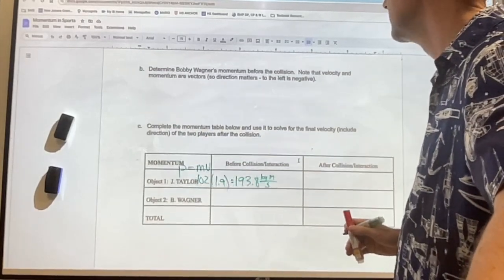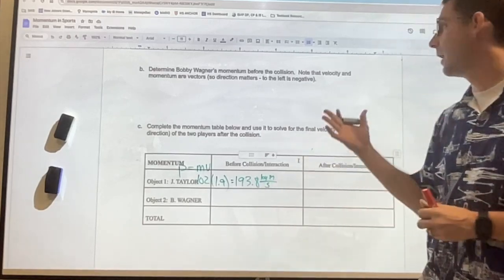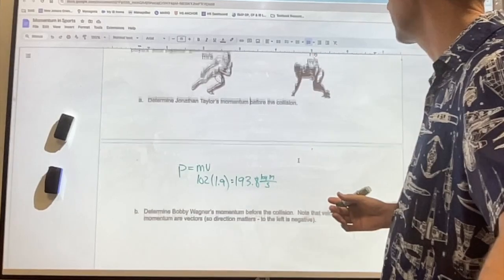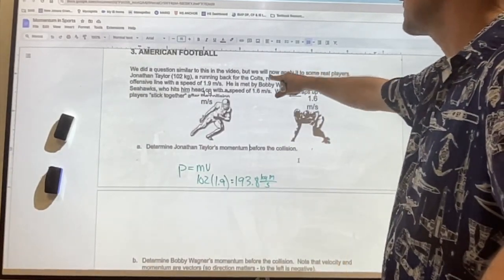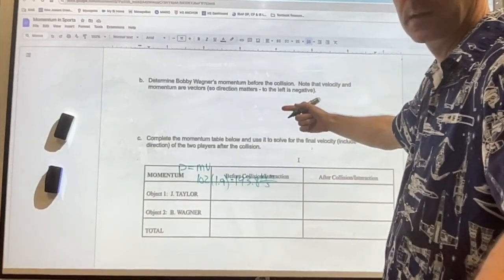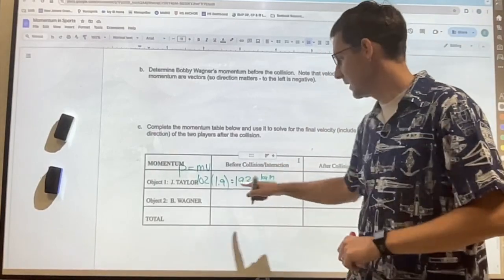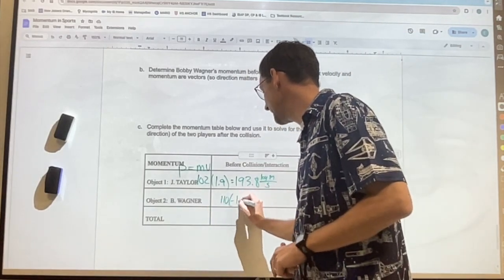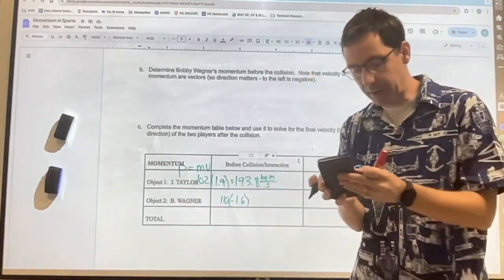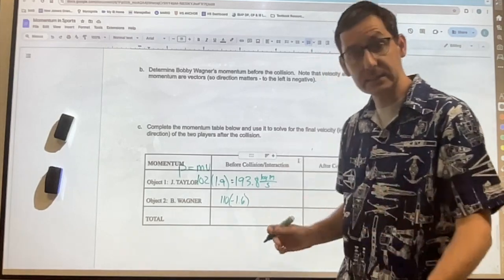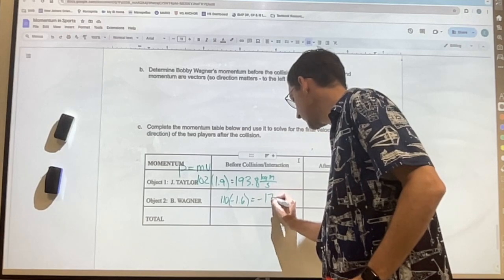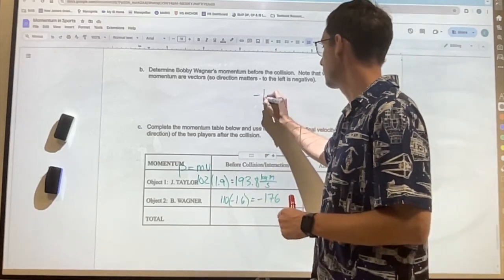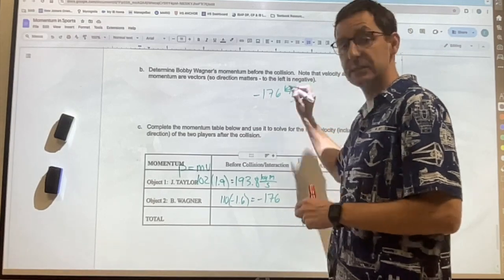The next question is to determine Bobby Wagner's momentum before the collision. And obviously the direction matters. From the question, we knew that Bobby Wagner had a mass of 110, and he's going the opposite direction at 1.6. So Jonathan Taylor was 193.8. Bobby Wagner was 110, and he's traveling at negative 1.6 because he's going the opposite direction. If I multiply 110 times negative 1.6, I get negative 176 kilogram meters per second. So that would be the answer to B: negative 176 kilogram meters per second.